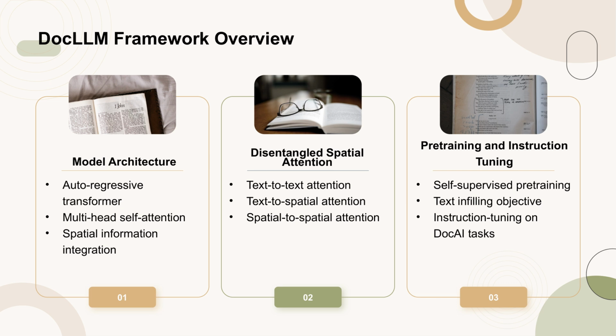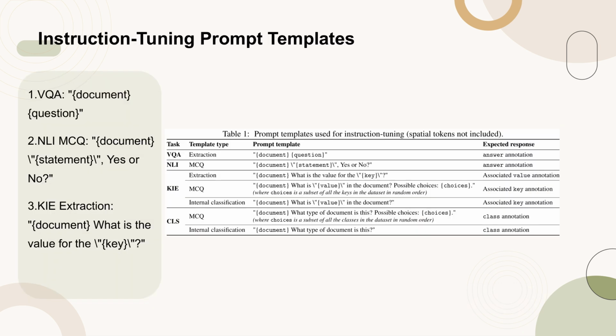During pre-training, DocLLM employs a text infilling objective that leverages contextual information better than traditional next token prediction. Instruction tuning is performed on various DocAI tasks using diverse templates to enhance zero-shot generalization capabilities. Table 1 presents the prompt templates utilized for instruction tuning, excluding spatial tokens. The templates are designed for various tasks such as visual question answering, VQA, natural language inference, multiple choice question, MCQ, and key information extraction, KIE. Each template is structured to guide the model in processing document-related queries effectively.